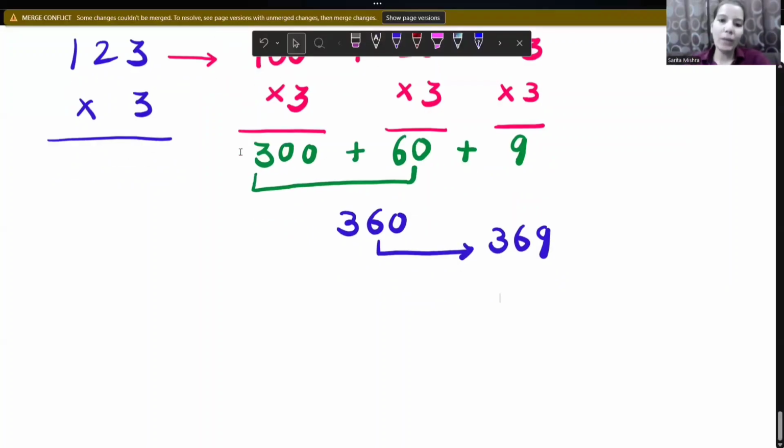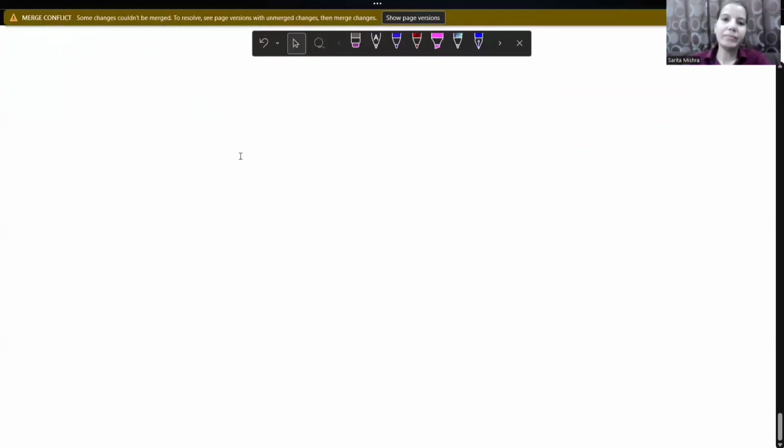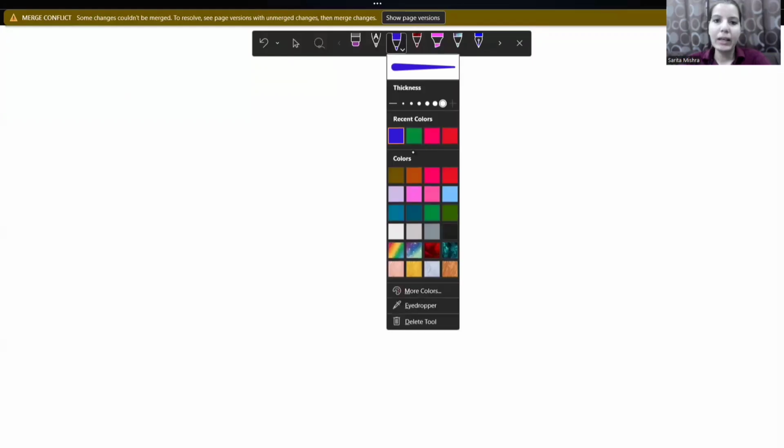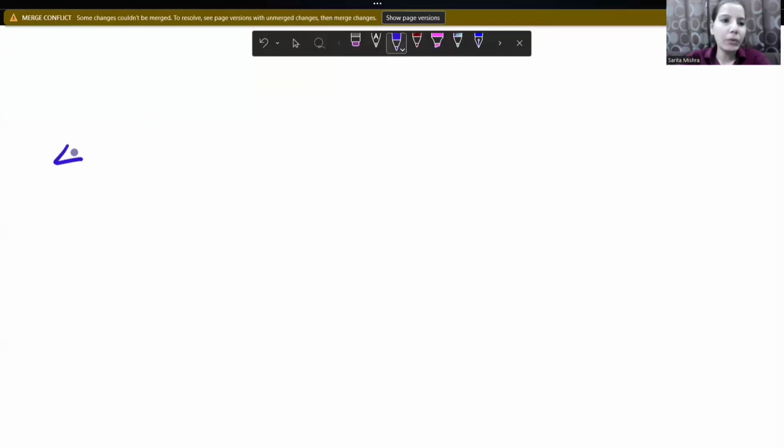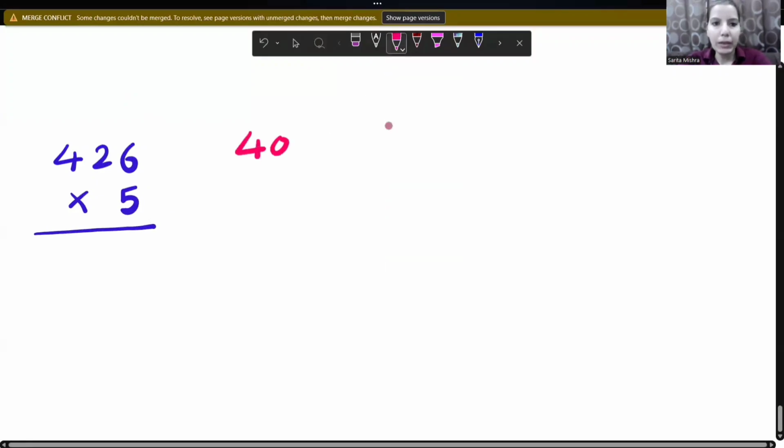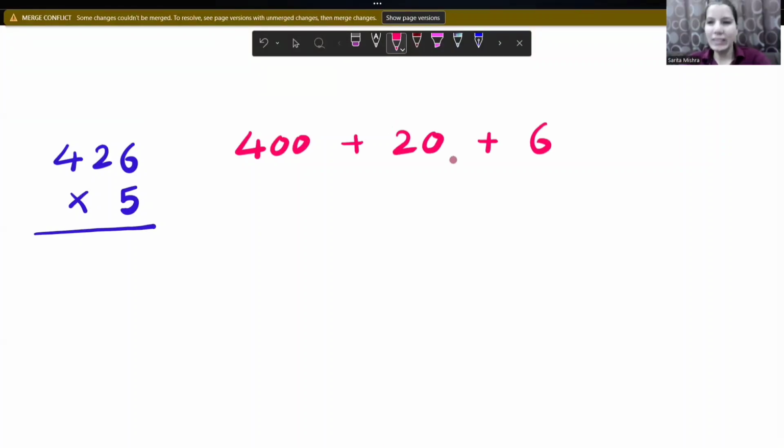Let's have one more question and do some more practice. Imagine we have to multiply 426 with 5. So we can break down this number as 426. So what is the next step? We have to multiply each number with 5.